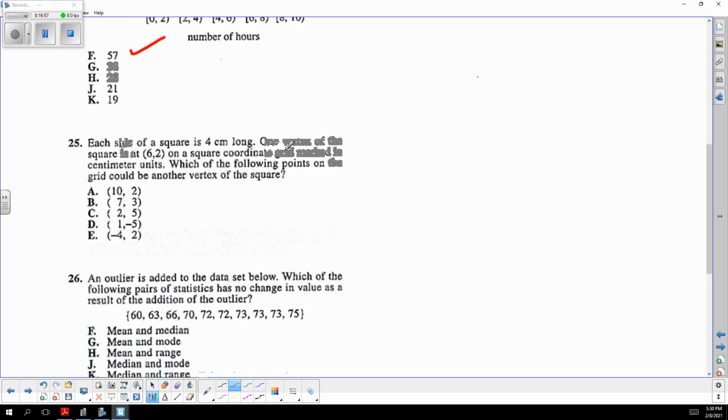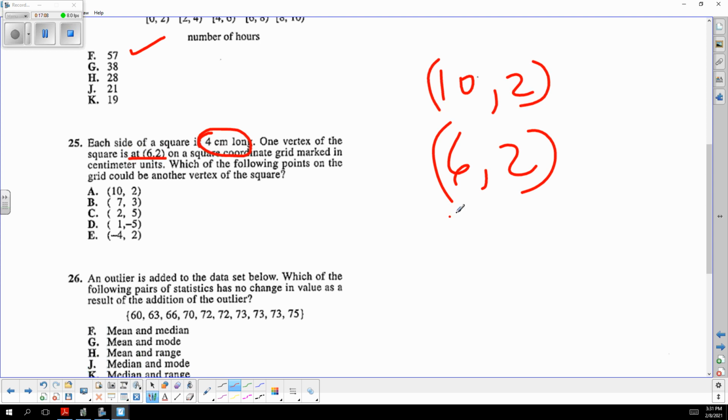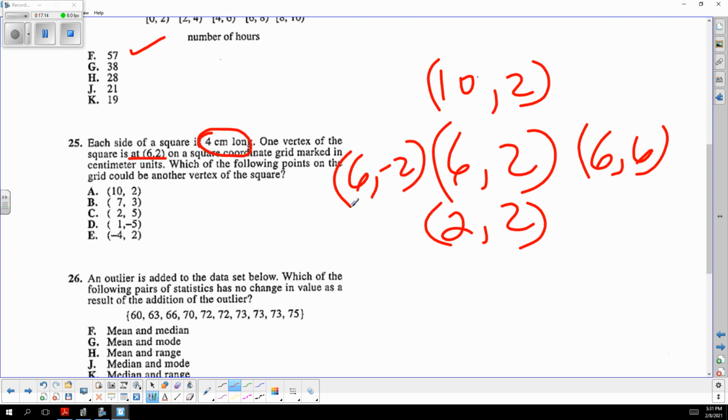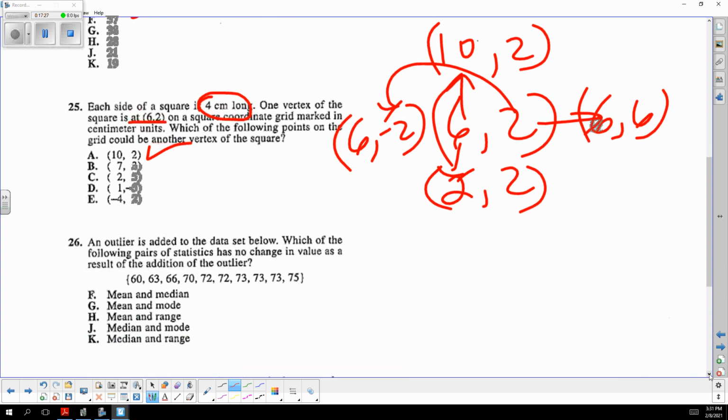If one side of the square is 6/2, and you're looking for 4, go 4 on one of the things. So this would be possibilities. So I'm taking the number and adding 4, subtracting 4, adding 4, subtracting 4, and it's 10/2. Of course, I saw it right away, but I hadn't seen that problem in a long time.